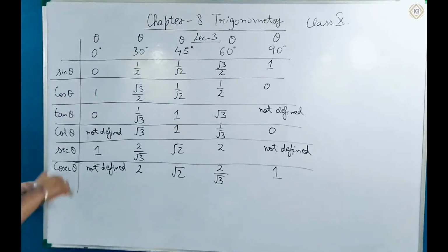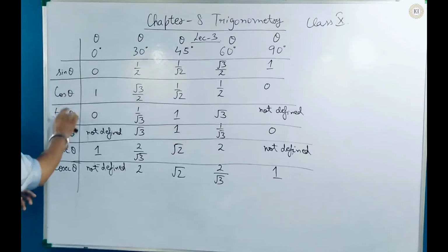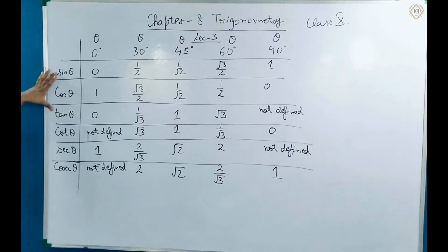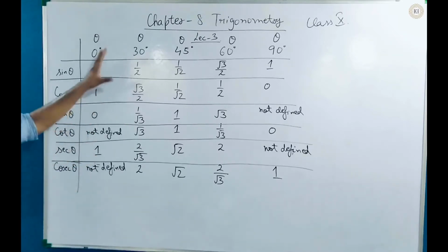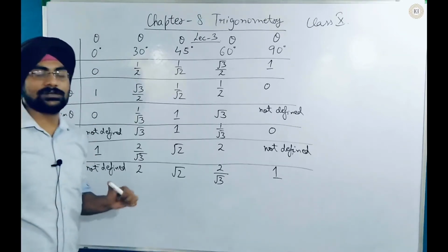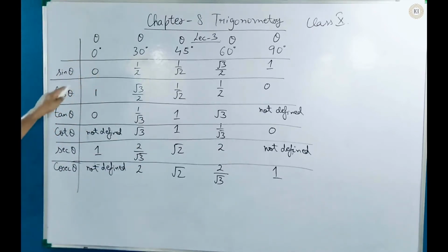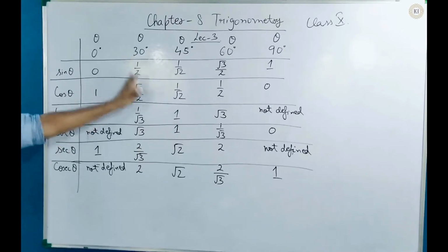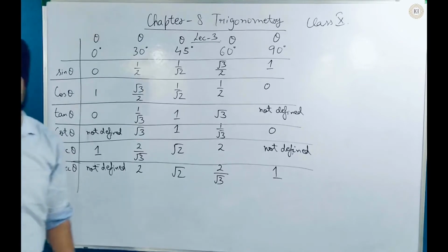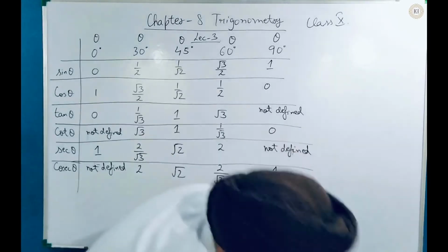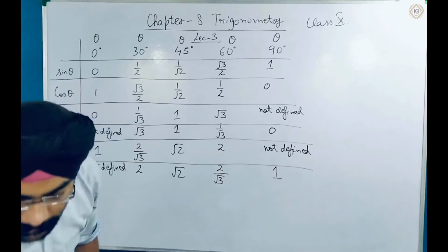So we have to learn sine, cos and tan. If we learn these three, then cosec will be the reciprocal of sine, sec is the reciprocal of cos, and cot is the reciprocal of tan. So we have to see that these are the values of the different angles. Sine 30, then cos 30, tan 30. We have to learn all these values and you will get the question based on these values. Now I am going to solve some questions based on these values. Now see how to solve the questions.